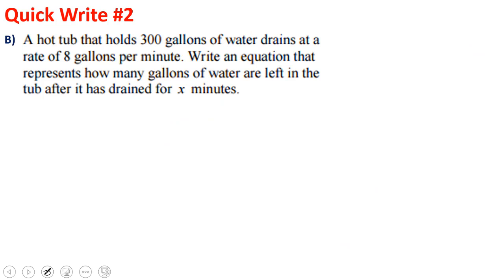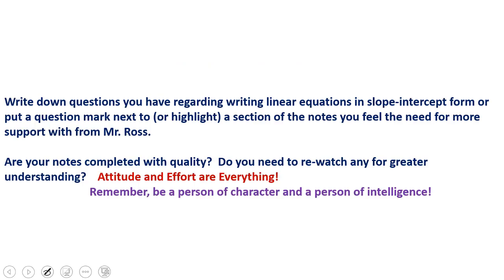Here's the second quick write. A hot tub that holds 300 gallons of water drains at a rate of 8 gallons per minute. Write an equation that represents how many gallons of water are left in the tub after it has drained for x minutes. So you're just having to write the equation of that, and go ahead and back up and pause if you need to.